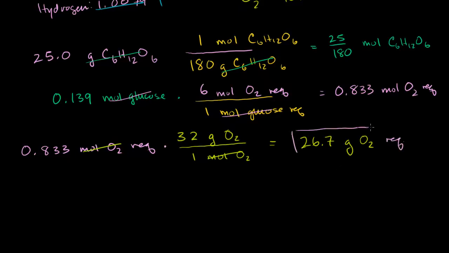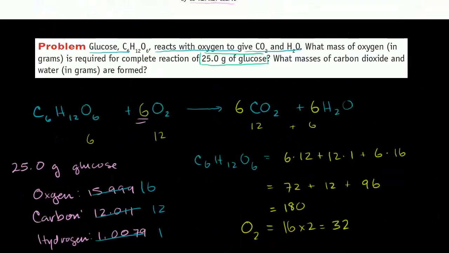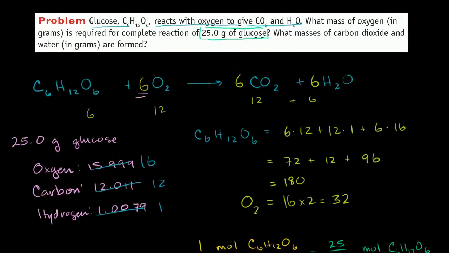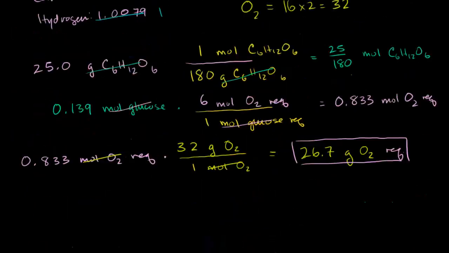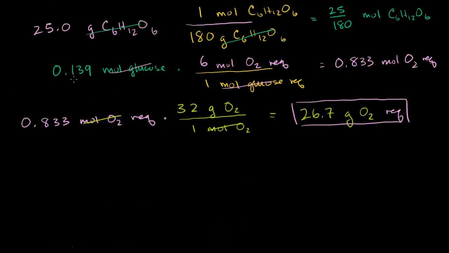So we finished one part of the question. We have 2 more parts left. If we go back to the problem, it asks what mass of oxygen is required for the complete reaction. We did that part, so we can write a little check there. But they also ask what masses of carbon dioxide and water are formed. So now we have to figure out carbon dioxide and water. And so we go back here. We know we have 0.139 moles of glucose. We figured that out in the first part. 0.139 moles of glucose.